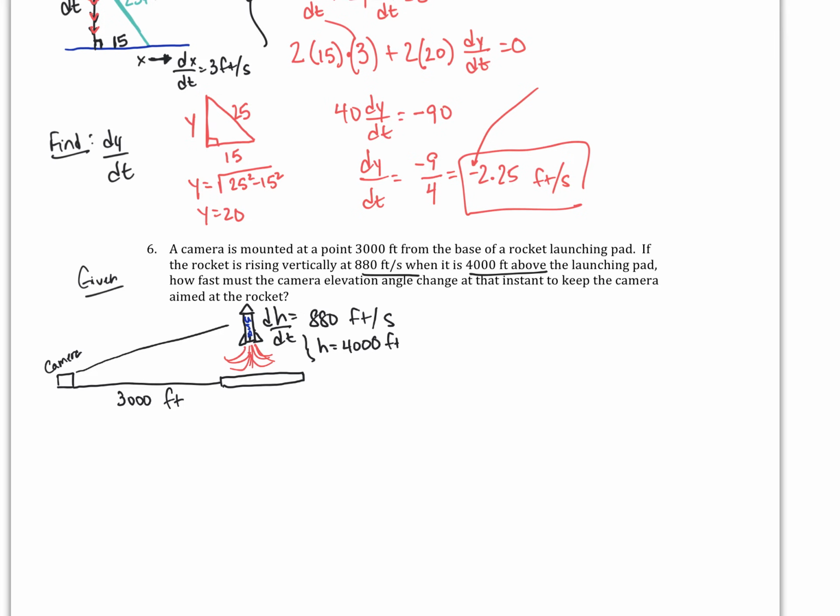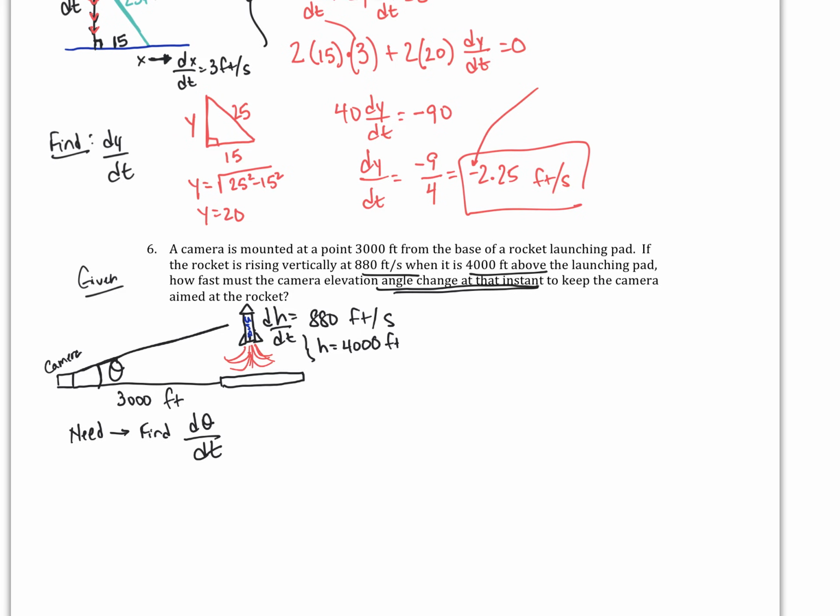How fast must the camera elevation angle change? There's theta. That means I need to find d theta/dt. Oh, so this camera changes this angle to stay aimed at the rocket, to keep the rocket in sight. I need to know what that angle is changing at. Oh, how the heck can I relate these?